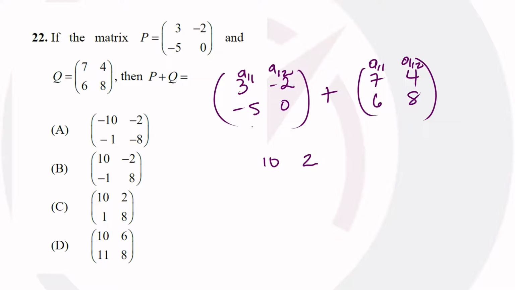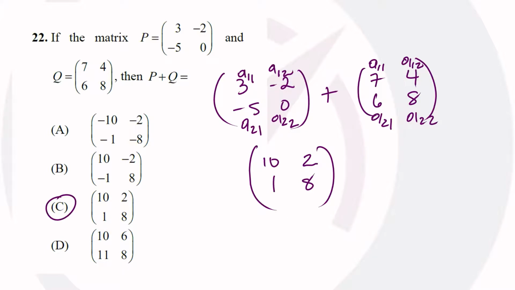Then we have what now? We're going to add whatever is in row 2, column 1 to whatever is also in row 2, column 1. So negative 5 plus 6 gives us positive 1. And then we're going to add the last 2 elements, in row 2, column 2 to row 2, column 2. So 0 plus 8 gives us 8. So our answer is going to be 10, 2, 1, 8. All numbers are positive, so our answer is going to be C.